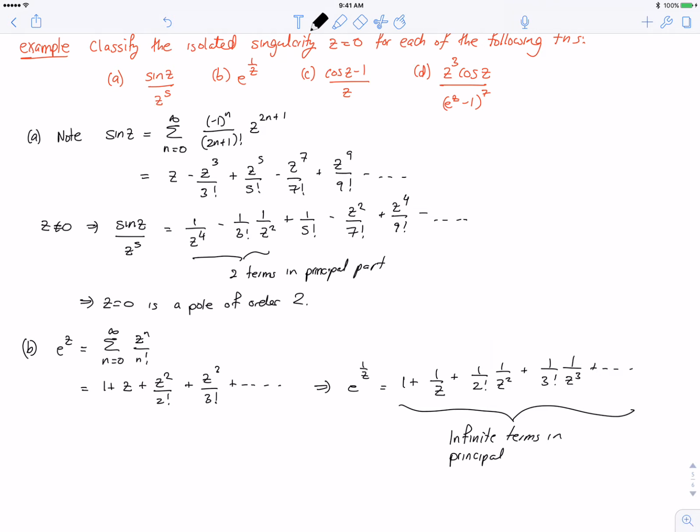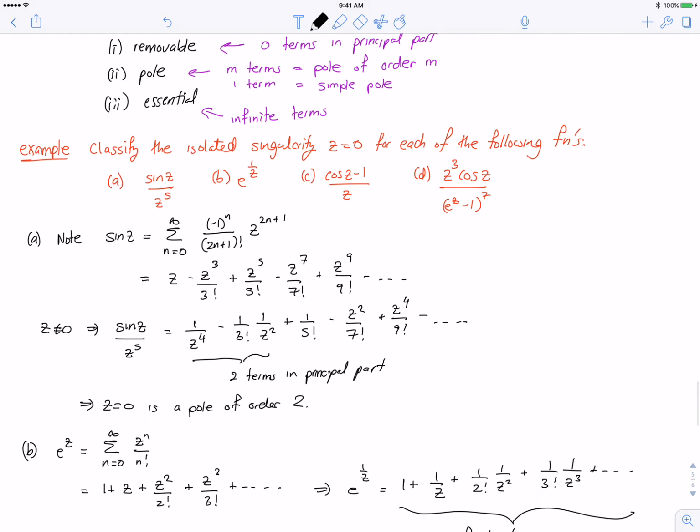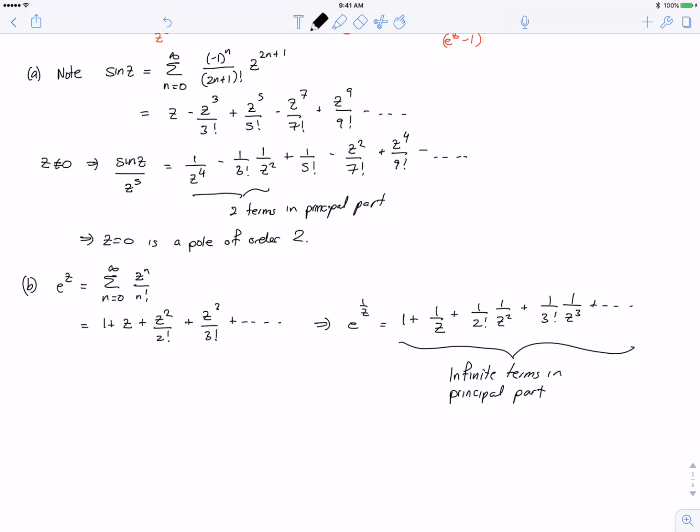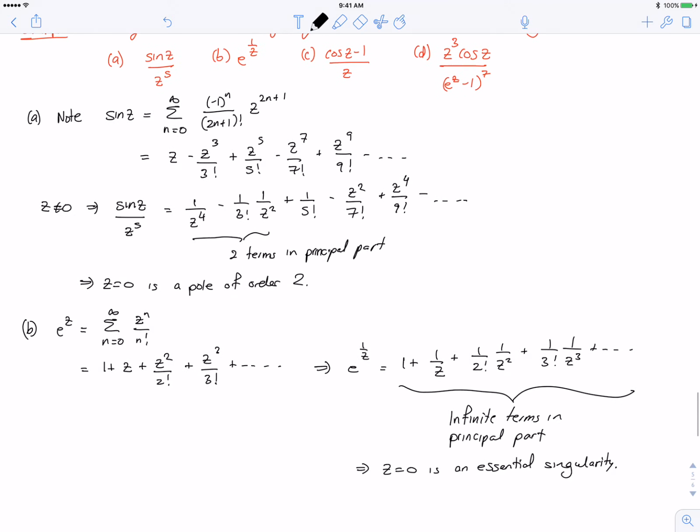So you wouldn't say this is a pole of order infinity, like I said. The correct thing to say is that this is an essential singularity. So in this case, z equals 0 is an essential singularity. Alright, let's have a look at the next example.